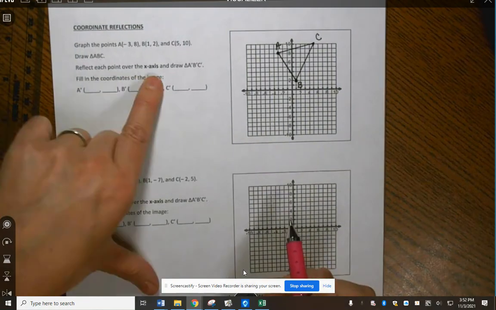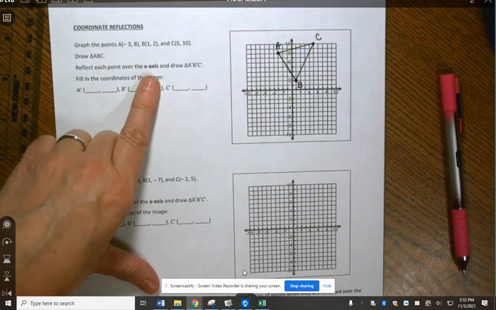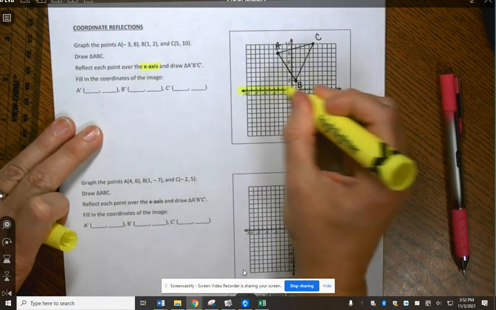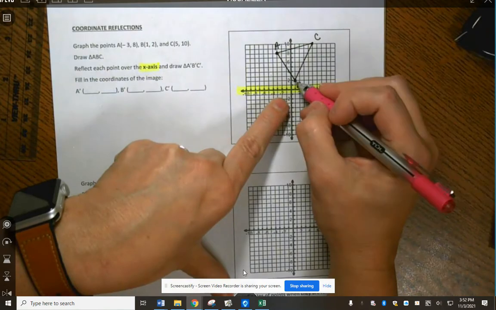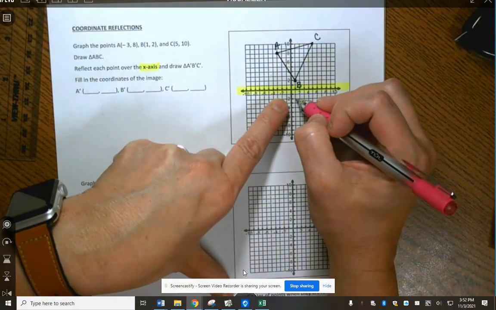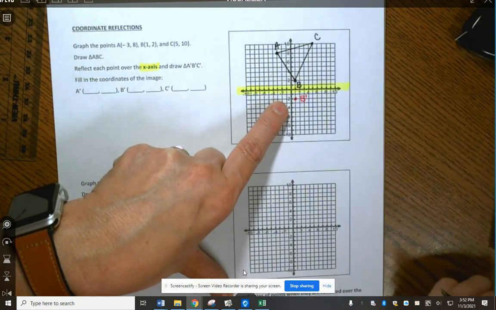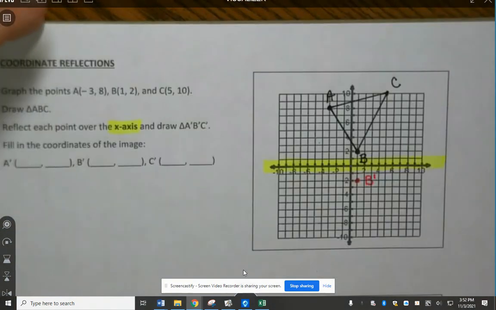So we're going to reflect this over the x-axis. So I'm going to highlight the x-axis. Not saying you have to highlight it. I'm just doing it for emphasis. So B was 2 units above the x-axis. So when I reflect it, it's going to be 2 units below the x-axis, and that's going to be B prime. Be sure that you are labeling each one of your points.